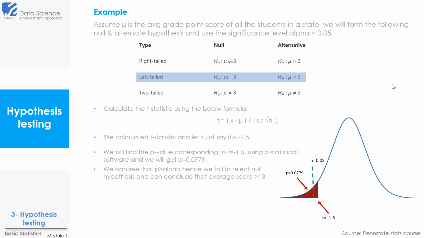Now all these things are shown on the graph. So P is denoted by the red region and alpha is denoted by the hatched line. Now our red region, which is P, is crossing the alpha, which is denoted by hatched line. This means P is greater than alpha.